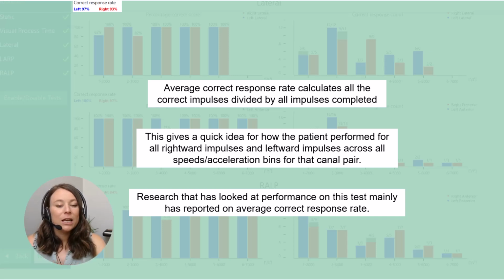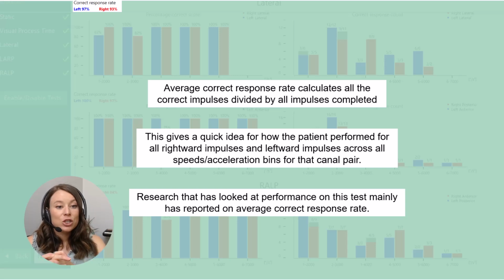Now, most of the research that's been published shows that normal individuals perform about 88% and above for their average correct response rate. Now, there are some caveats, of course, with that number, because every research study so far has been performed a little bit differently. They're focusing on different acceleration bins or head speeds. So we have to take all of that normative data with a little bit of a grain of salt because it's not performed in the same capacity as our testing may be done here.